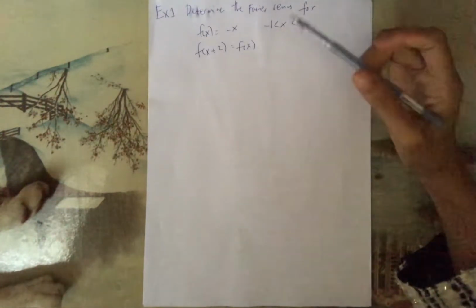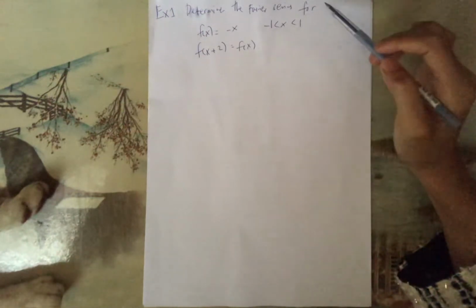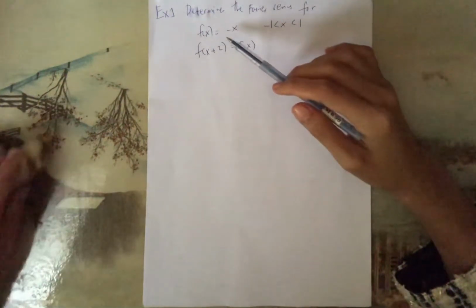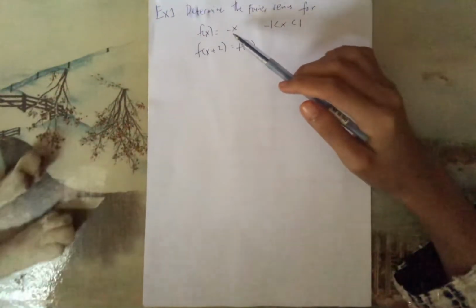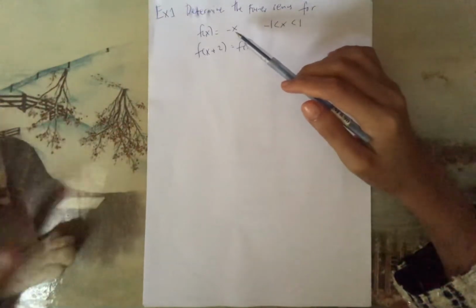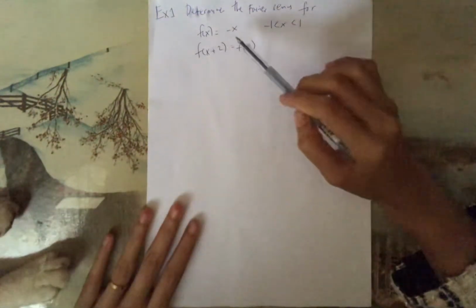So the question asks you to determine the Fourier series for, sorry, this is my cat. Okay, just ignore this. All right, so we're back to the question.